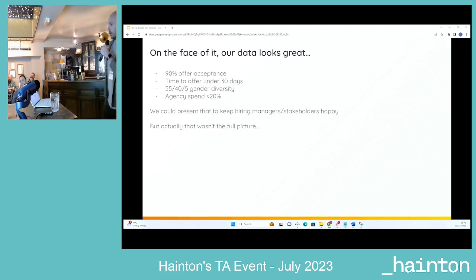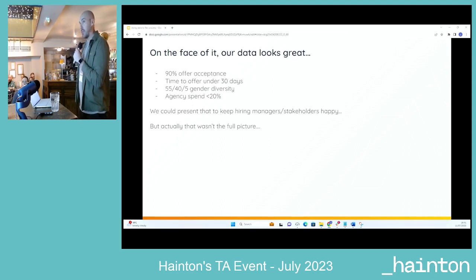So on face value, our recruitment data might look brilliant. We can certainly present to the wider business that everything is working, everything's fine. We've got a pretty good diversity split, our agency spend's fairly low, we've got a pretty good acceptance rate, and we could certainly present this to keep hiring managers and stakeholders happy, but it doesn't really give a full picture of what our recruitment's like.